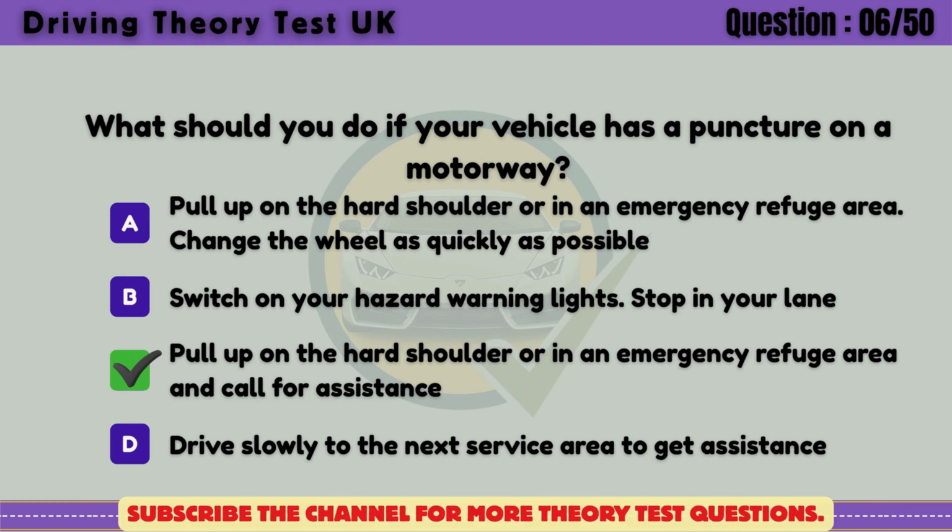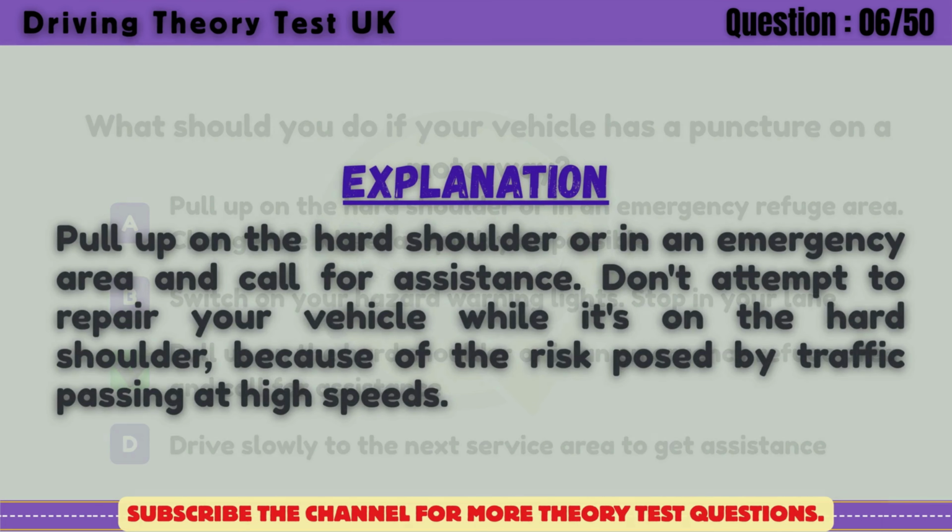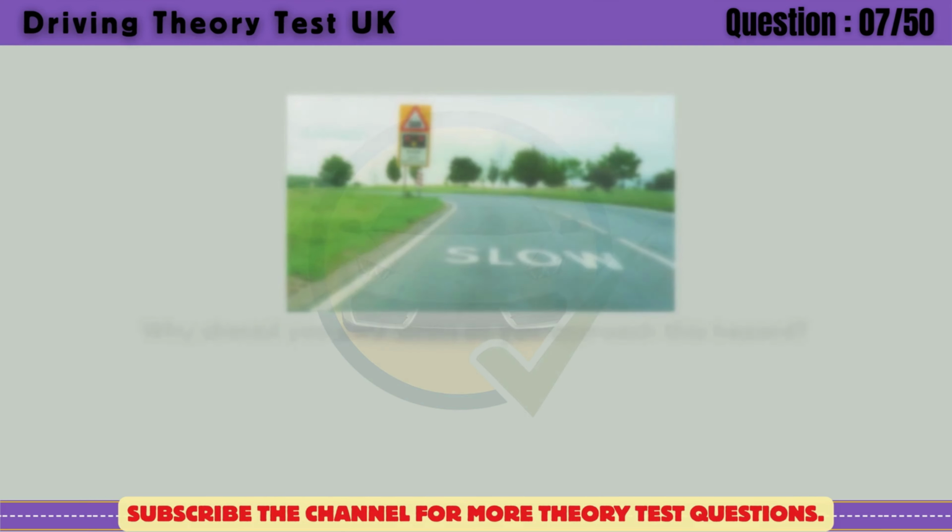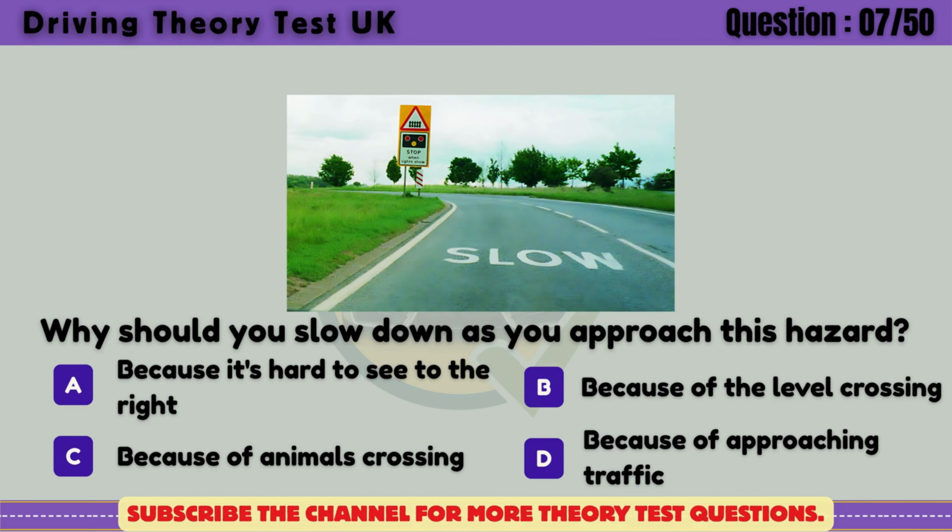Answer is C. Pull up on the hard shoulder or in an emergency refuge area and call for assistance. Don't attempt to repair your vehicle while it's on the hard shoulder, because of the risk posed by traffic passing at high speeds. Question 7. Why should you slow down as you approach this hazard?